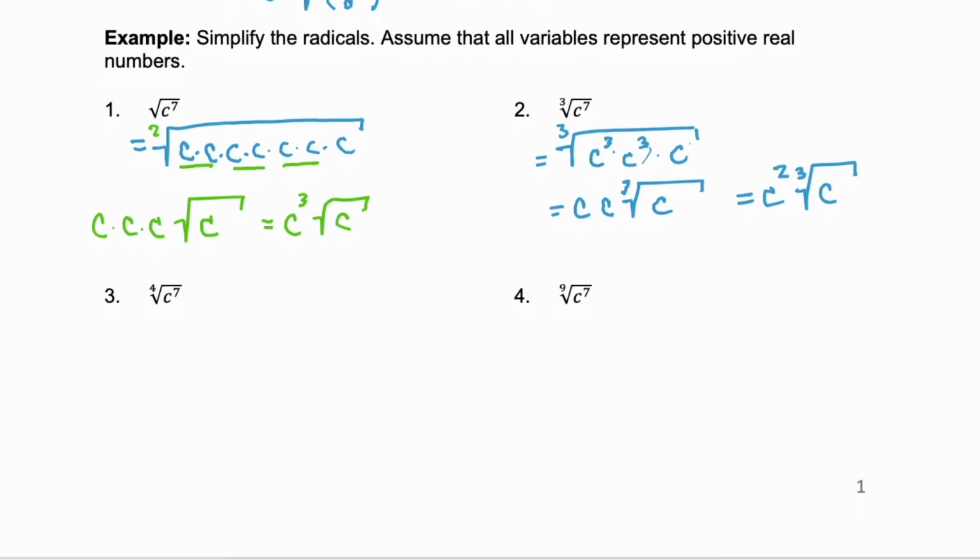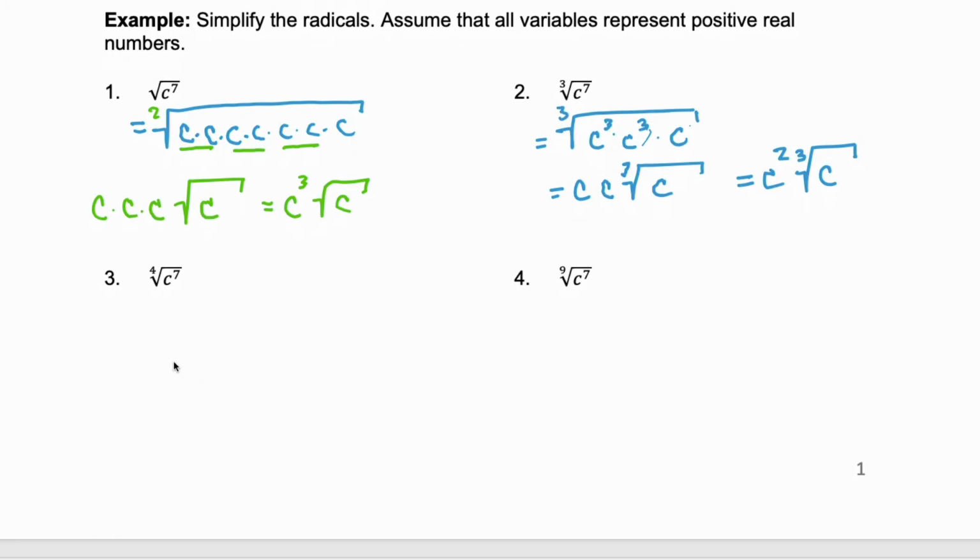Now look at example 3. We're taking the fourth root of c to the 7. So we want to group these in 4s. If we have a grouping of c to the 4th, then the only other grouping left is c cubed. So here we can only pull one grouping out. So we have c, and we're left with the fourth root of c cubed. Now remember, if you have to write out each term to find those groupings, that's fine.